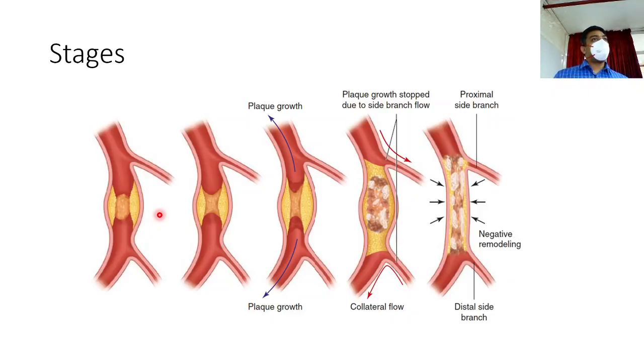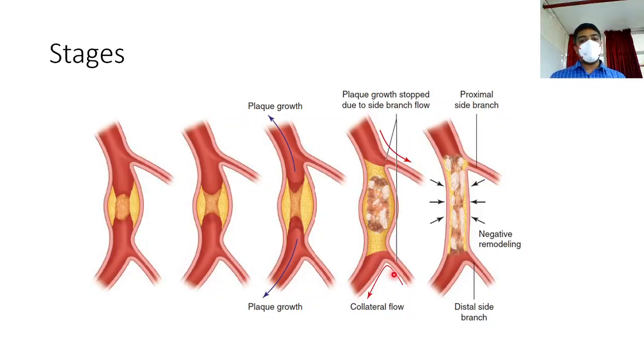So what are the stages of CTO formation? Here we can see that a vessel is getting occluded. The plaque grows distally, and the proximal growth of the plaque may not occur. Here we can see that the plaque is growing a little, and here it has a cutoff because the blood is flowing into the side branch. So the proximal growth may get stopped, whereas the distal growth may progress.